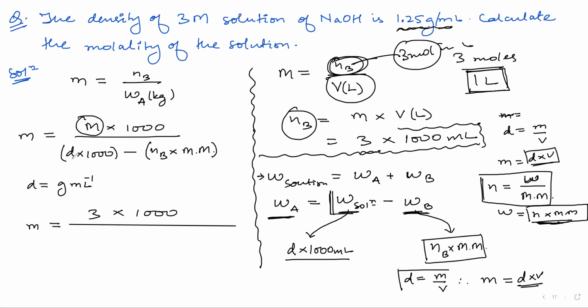Okay, what is the density here? What is the density given? Reba, can you answer me? 1.25. Very good. 1.25 into 1000 minus. Okay, what is the number of moles? Rehab, what would be the number of moles? Okay, Umar, what would be the number of moles? Sir, 3. Very good.